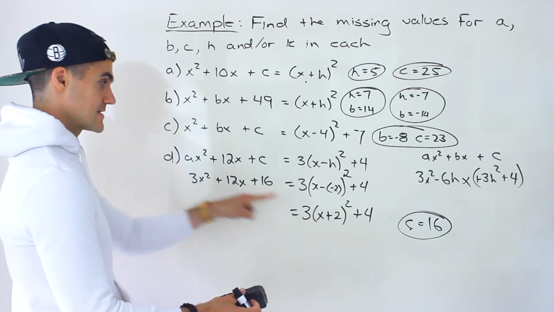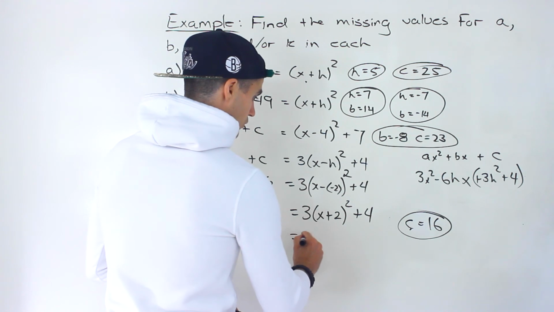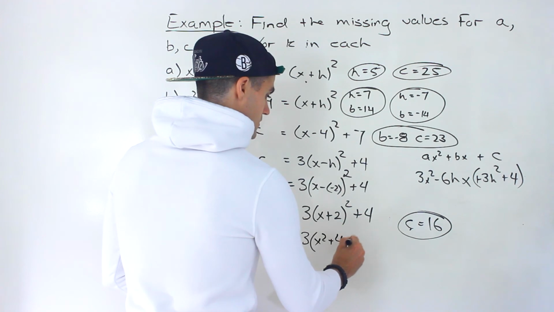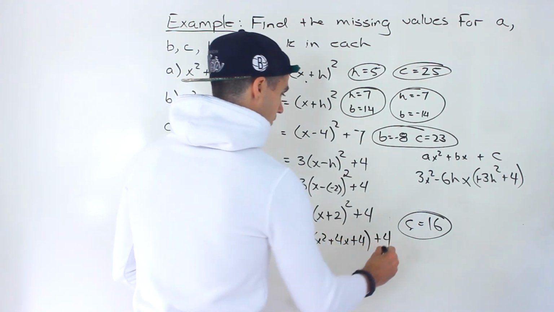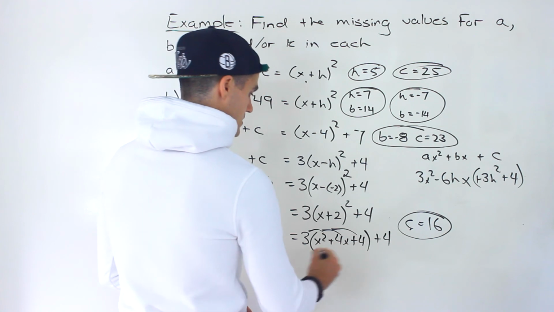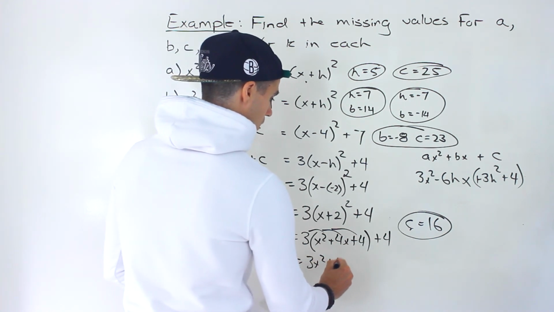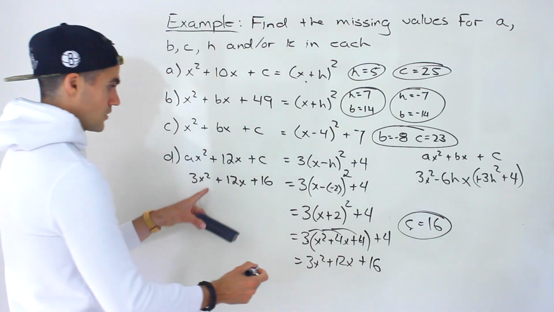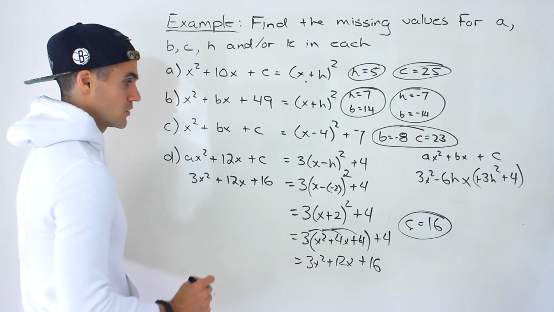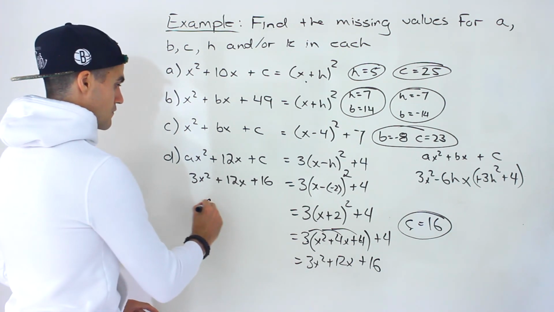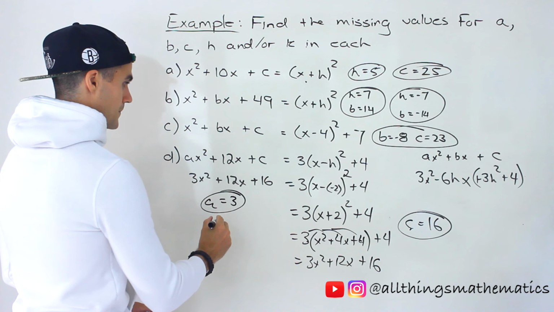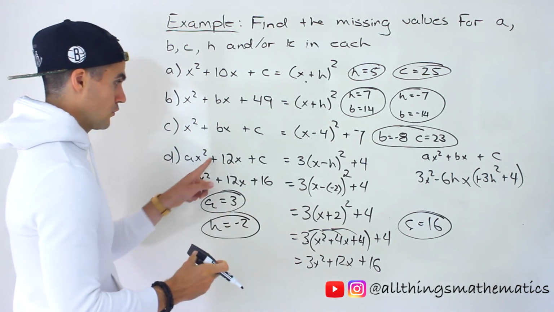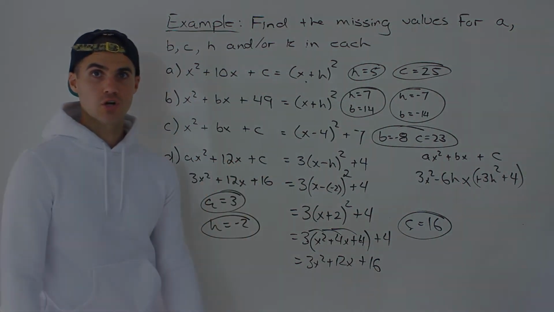And so what you want to do, this is already in standard form. Let's expand this and see if we get that. We'd end up with 3 times x plus 2 times x plus 2, that would give us x squared plus 4x plus 4. And then we'd have plus 4. Then you distribute that 3 inside the bracket. 3x squared plus 12x. 3 times 4 is 12, plus 4 would give us 16. So notice that they indeed would be the same, right? So an A value of 3, a C value of 16, and then an H value of negative 2 for this equation would make both quadratics equivalent.